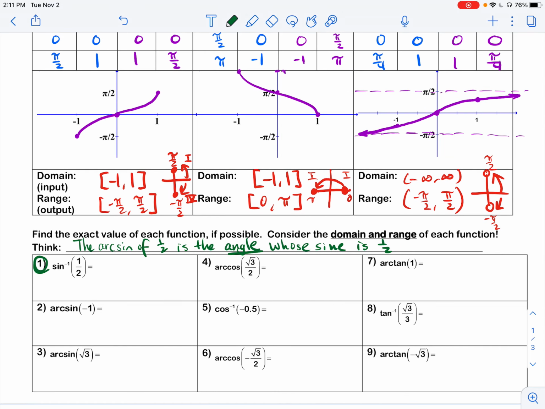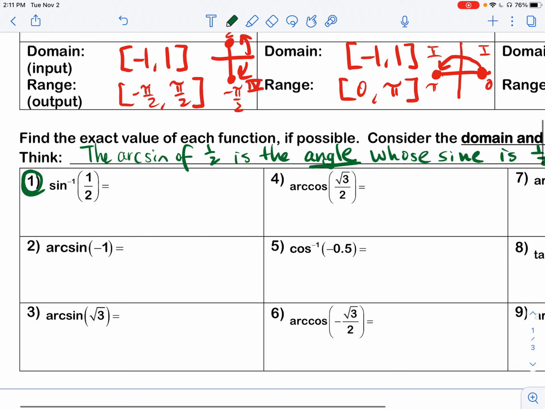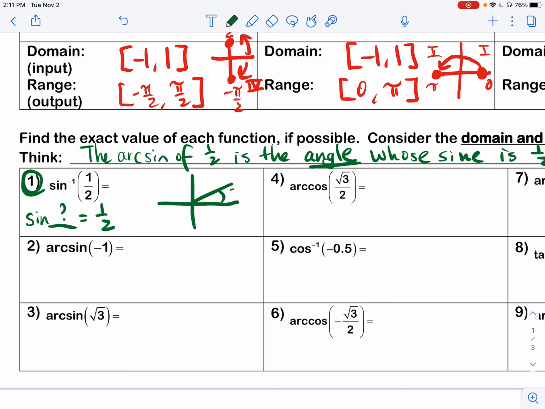So ask yourself, what angle gives me positive 1/2 when I take the sine of it? So let me write that. The sine of what angle gives me positive 1/2? And you might be thinking to yourself, all right, well, I know that I could say pi over 6. Pi over 6 could work, right? Because for pi over 6, the y value would be 1/2. But what I could also have is 5 pi over 6. Okay? So if the question were just the sine of what angle gives you 1/2, there are two possible answers. There's 5 pi over 6 and there's pi over 6.